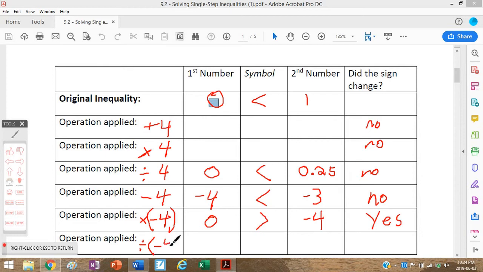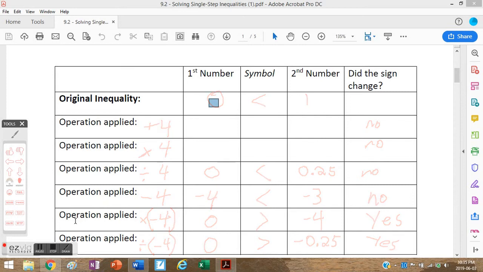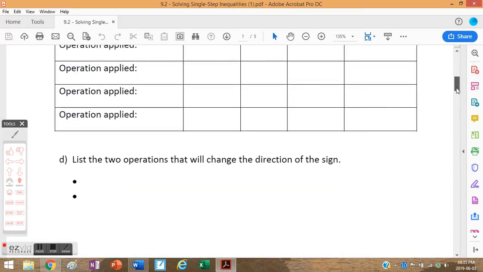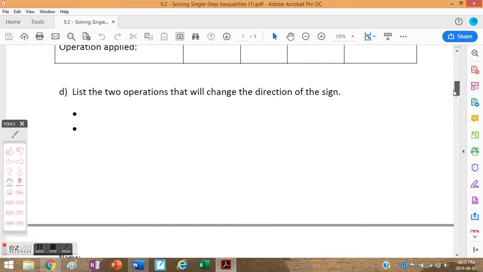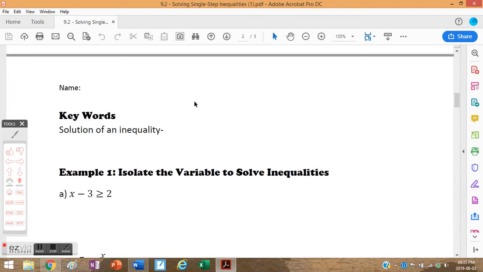Okay, what if we divide by negative 4? The reason this is enough is if I'm adding 4, that's really the same as subtracting negative 4. And if I'm subtracting 4, that's really the same as adding negative 4. So I'm really covering all my bases here, at least with 4. 0 divided by negative 4 is still 0. 1 divided by negative 4 is negative 0.25, or negative 1/4. Negative 0.25 is less than 0, or 0 is greater than negative 0.25, and so yes, it does change.